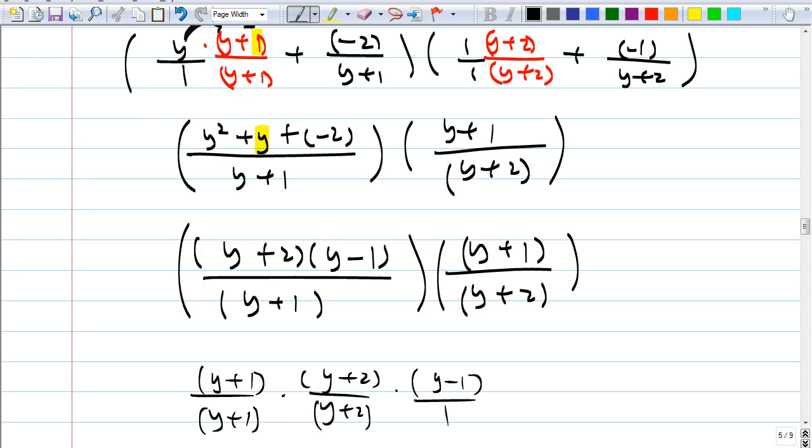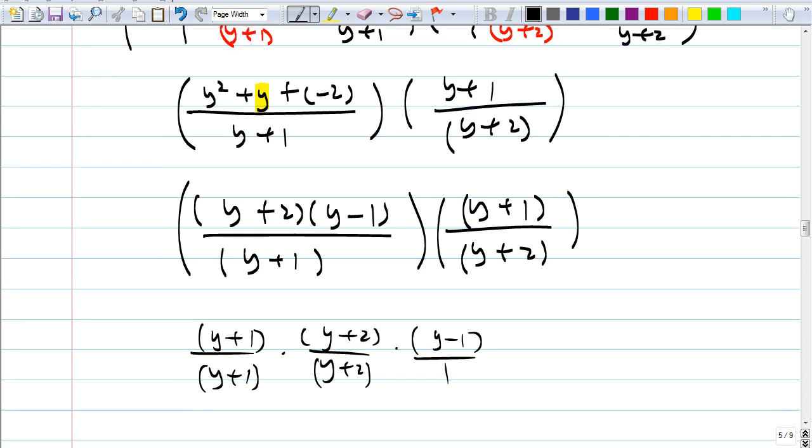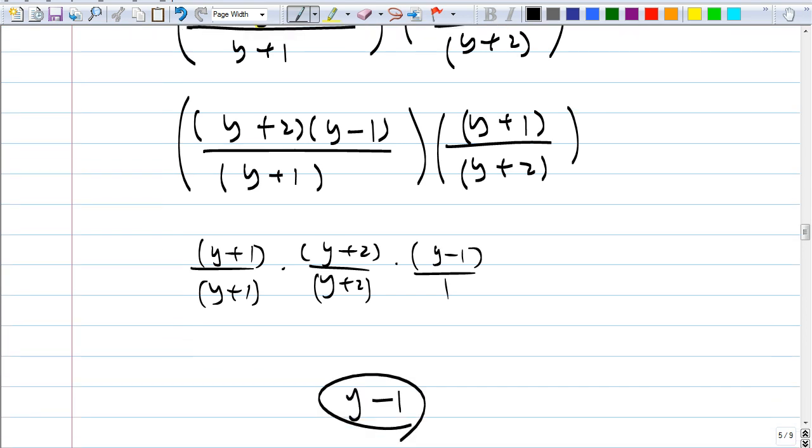Look, could I rewrite this using the commutative property of multiplication? I could write y plus 1 over y plus 1 times y plus 2 over y plus 2 times y minus 1 over 1. Isn't that the same thing? Yeah. What is y plus 1 over y plus 1, class? 1. What's y plus 2 over y plus 2? So I get 1 times y minus 1. What's the answer? How many people got y minus 1 as the answer?